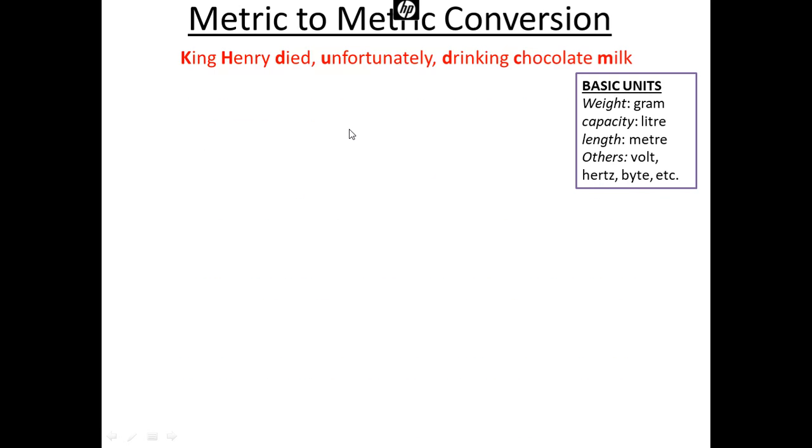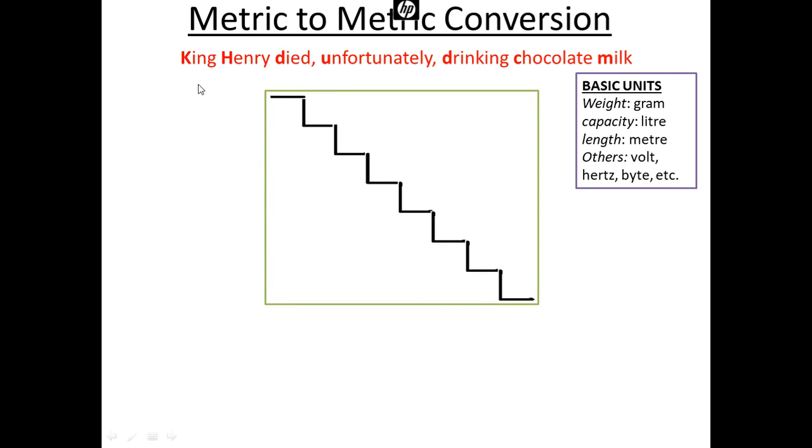Now, I like this little memory mnemonic to help me remember the prefixes. King Henry died, unfortunately, drinking chocolate milk. And what these letters do is it helps me remember what each of the prefixes is. K stands for kilo, H for hecto, we have deca, the basic unit, so the unit that we talked about here that doesn't have a prefix. We have deci, centi, and milli.